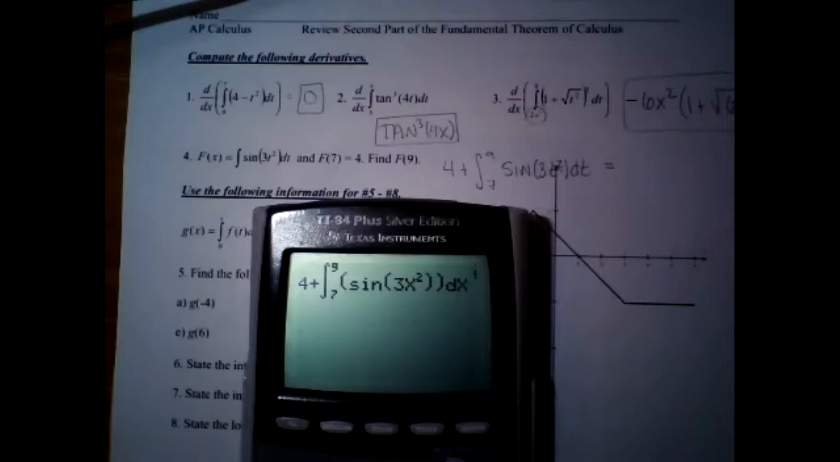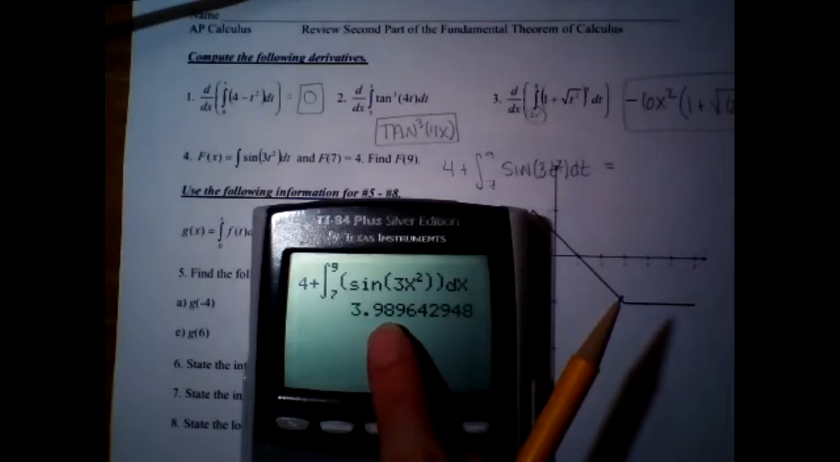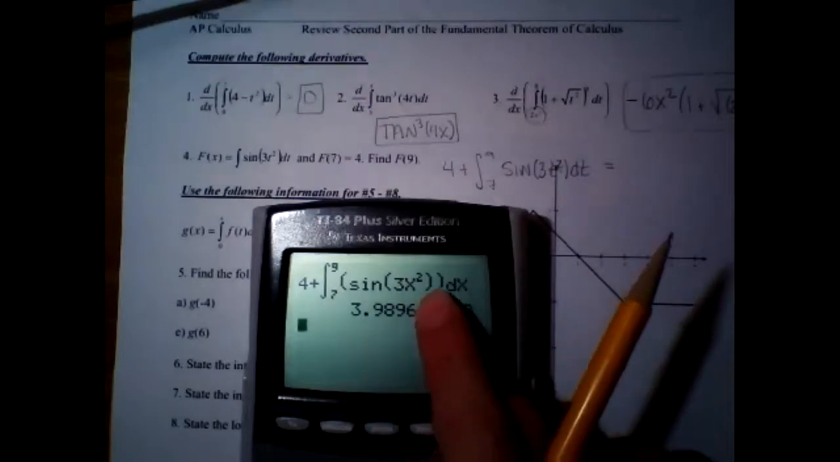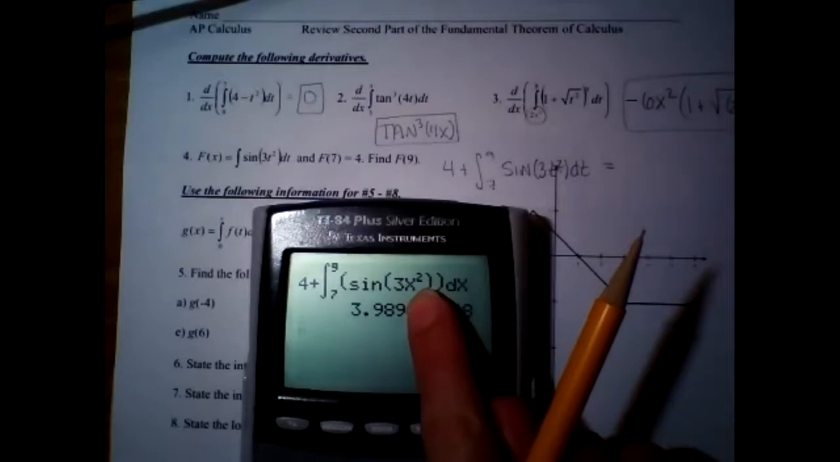Oh, this one is having to think for a minute. There we go. All right, so 3.989. And again, you can just take those first 3 decimal points, 3.989.